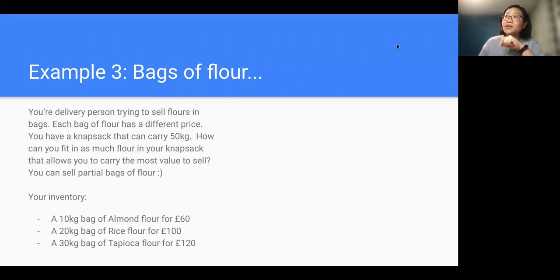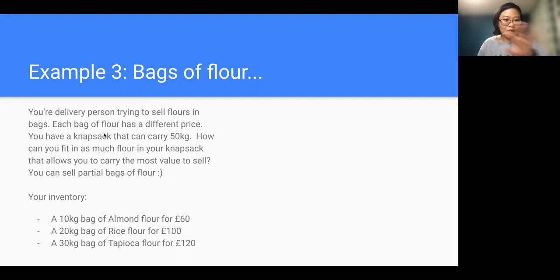Here, let's look at this other example, which I called bags of flour. But on the internet, you can search for this specific problem; they call it fractional bags.